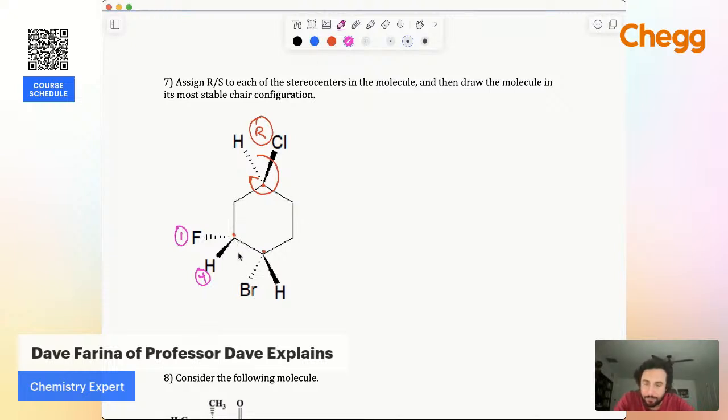Now here, this carbon is connected to a bromine. This carbon is connected to only carbon, and the heaviest would be the bromine. So we're going to go this way for 2, and we're going to go this way for 3. Now, here's a situation where we have the lowest priority group not away from us, but actually towards us. Okay, so, oh, wait, you know what? Did I make a, oh, shoot, I made an error over here.